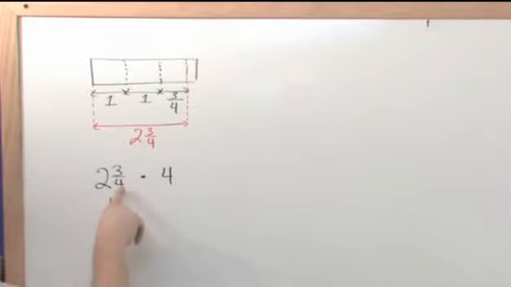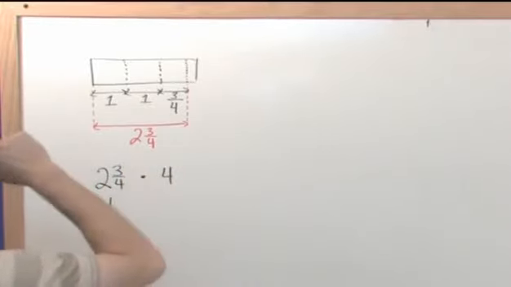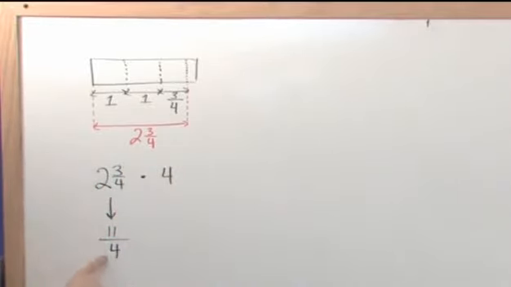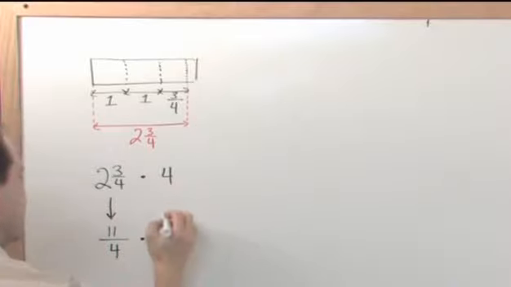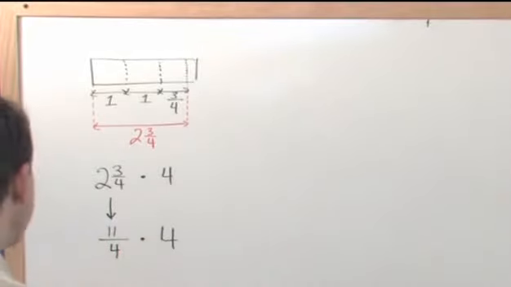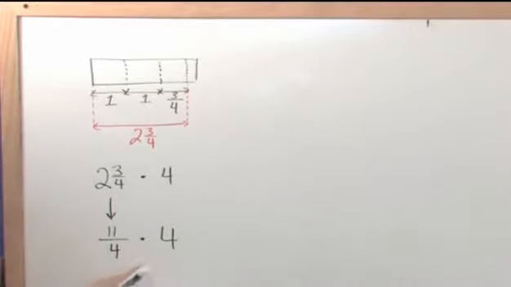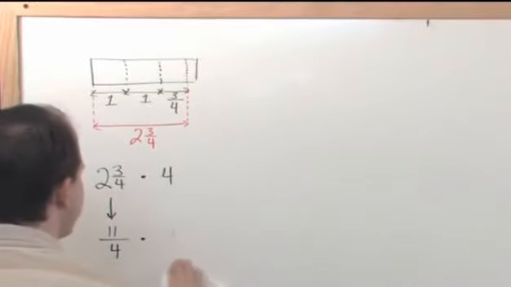So all you did was take the 4 times the 2 to give you 8, plus 3 to give you 11. So you put the 11 and write it over 4 because that's what your fraction is here. Now we're going to multiply by 4. I could write 4 here like this and go on, but when you're multiplying fractions, you need each number to be a fraction.